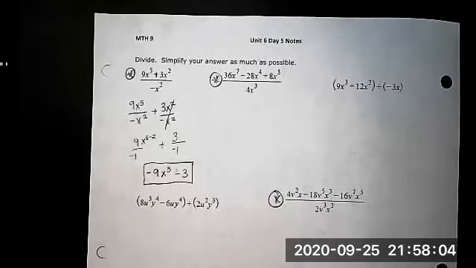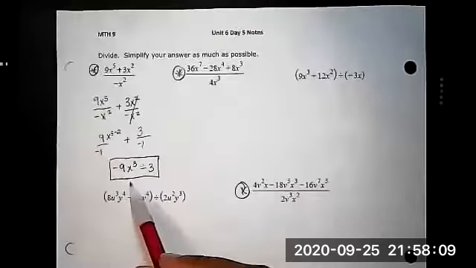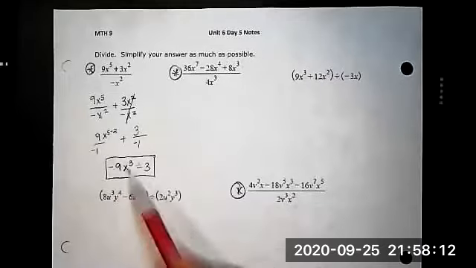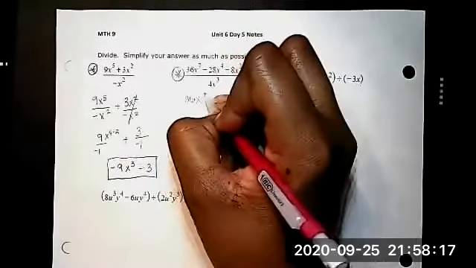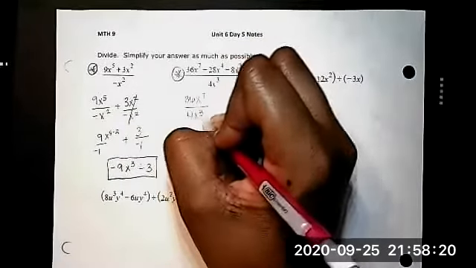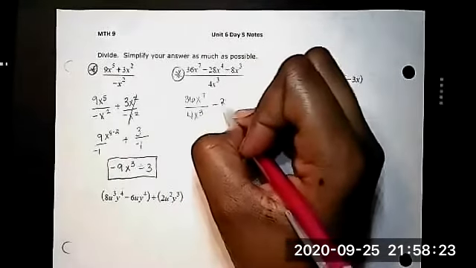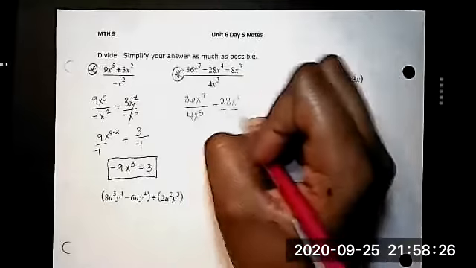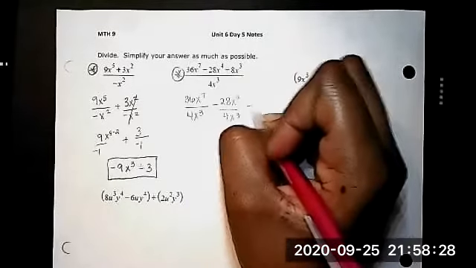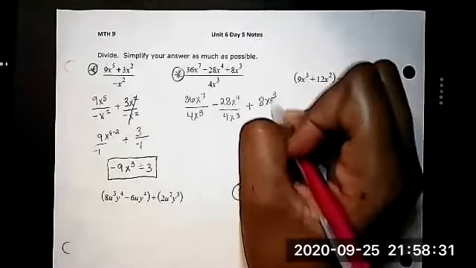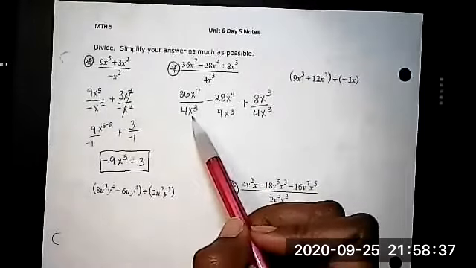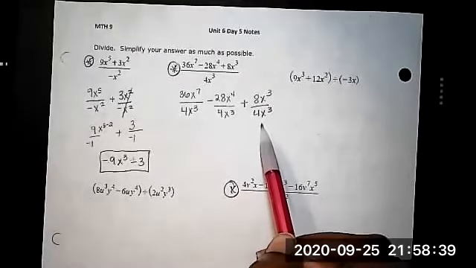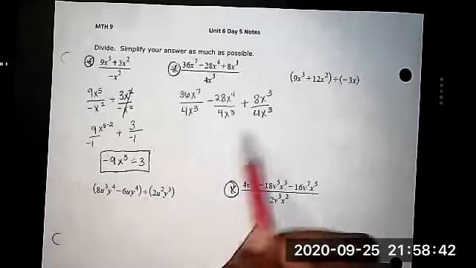All right, so now let's move on to the next problem. And we're going to solve it the same kind of way as we solved the first one. So again, you're going to take 36x to the 7 divided by 4x cubed minus 28x to the 4th divided by 4x cubed plus 8x cubed divided by 4x cubed. Okay, so basically I split this up into separate problems, and then I'm going to solve them like that.